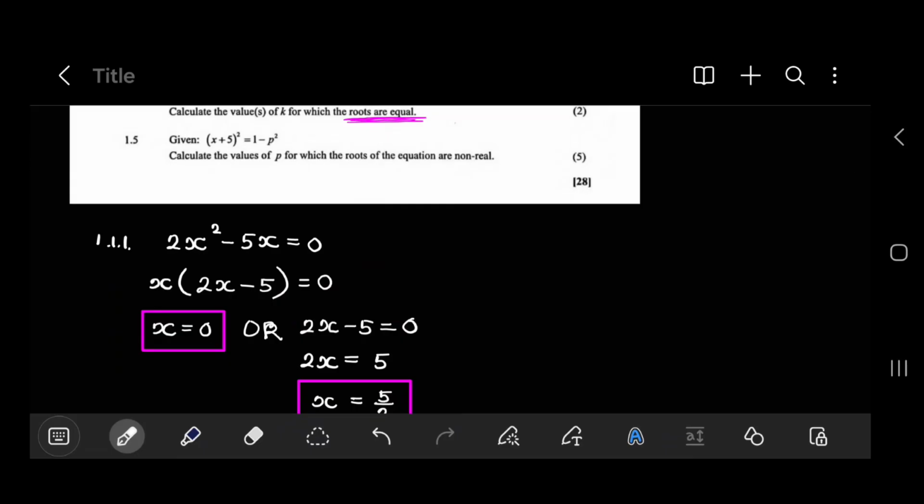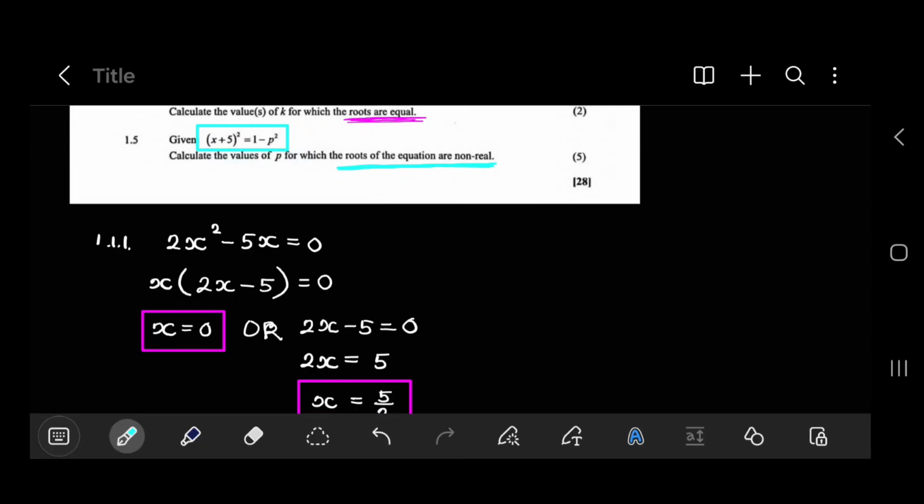Now 1.5, given x plus 5 all squared is equal to 1 minus p squared. Calculate the values of p for which the roots of the equation are non-real. So now that's important. The roots of the equation need to be non-real. And notice here, you are given an equation. When you are given an equation and you notice that there is another variable where they commonly use p, what you have to do is expand, simplify, gather like terms, but get the equation in standard quadratic format. That is your first step.